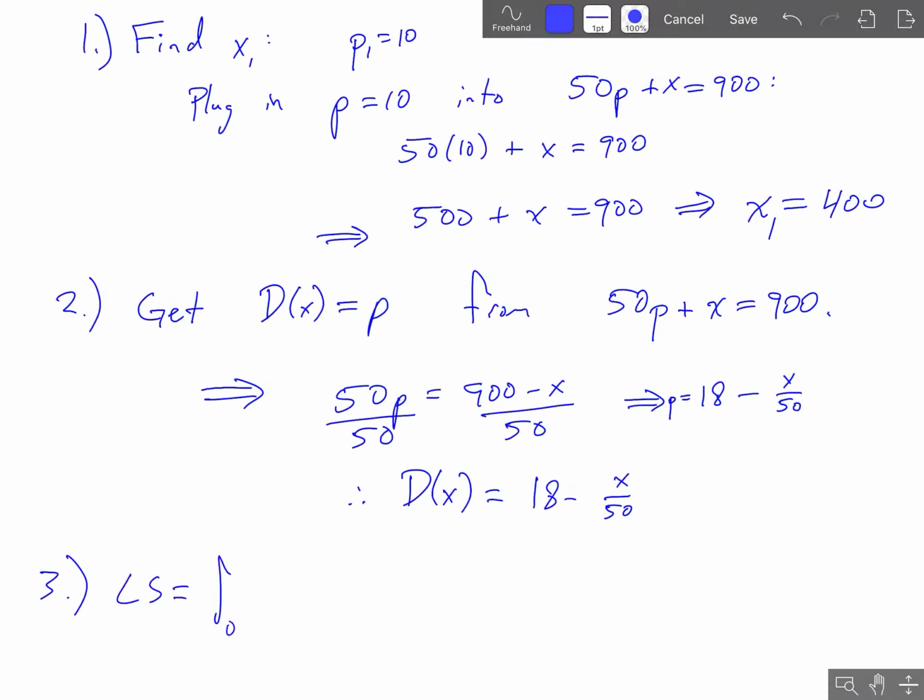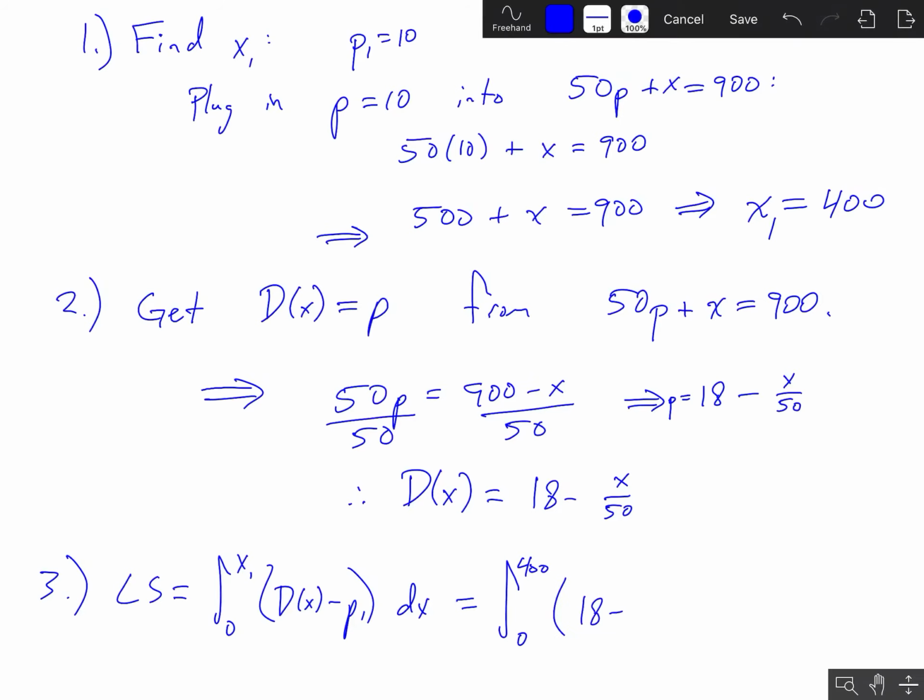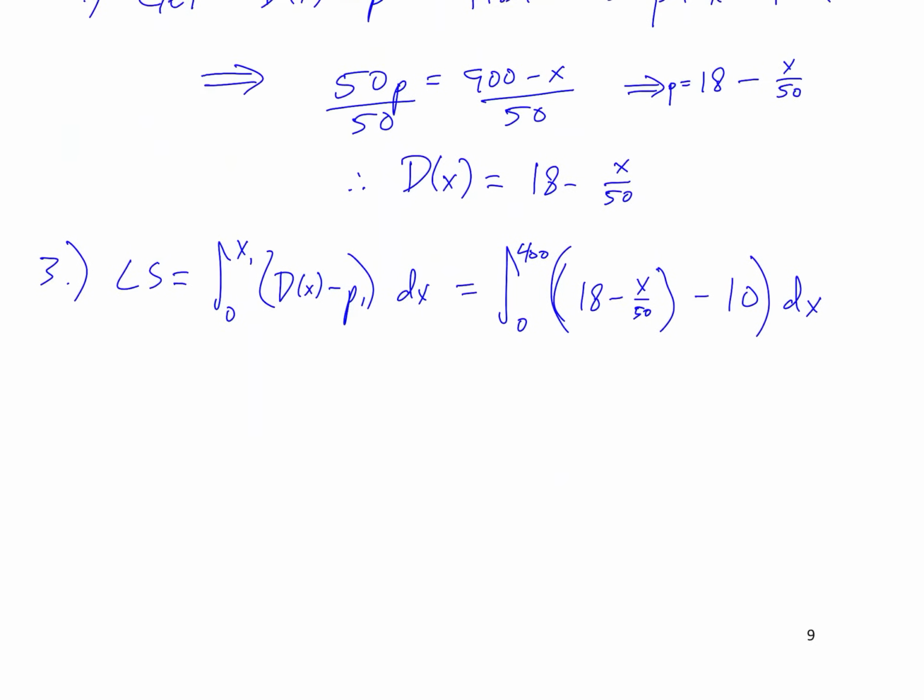So to compute the consumer surplus, I'm going to integrate from 0 to x1, the demand curve minus P1 dx. We found that the equilibrium quantity was 400 up here, so this is the integral from 0 to 400 of d of x, which is 18 minus x over 50. That was the thing that we got by solving for p in the price-demand equation. And then I subtract P1. P1 in this example is 10. That's the price that they're selling for. So this is the integral that we want to compute, and that will give us the consumer surplus.